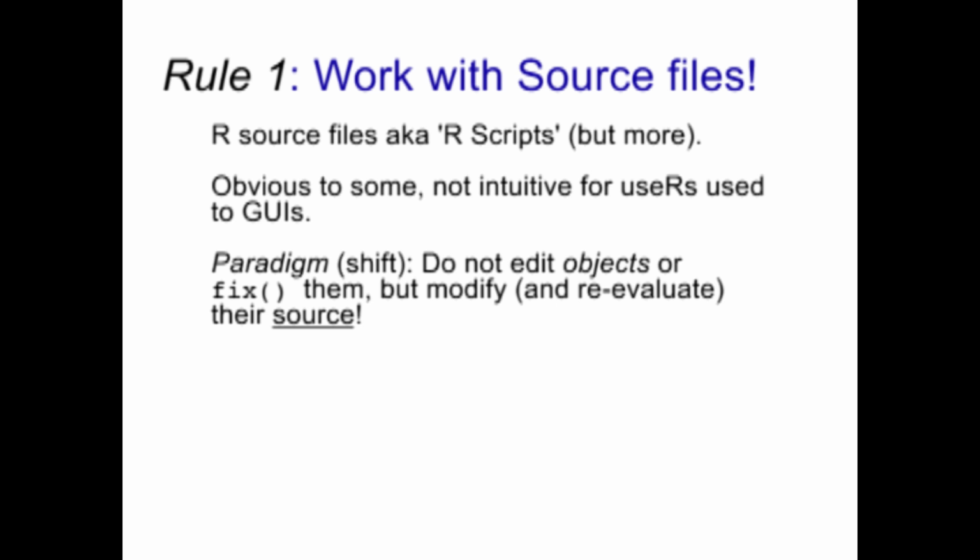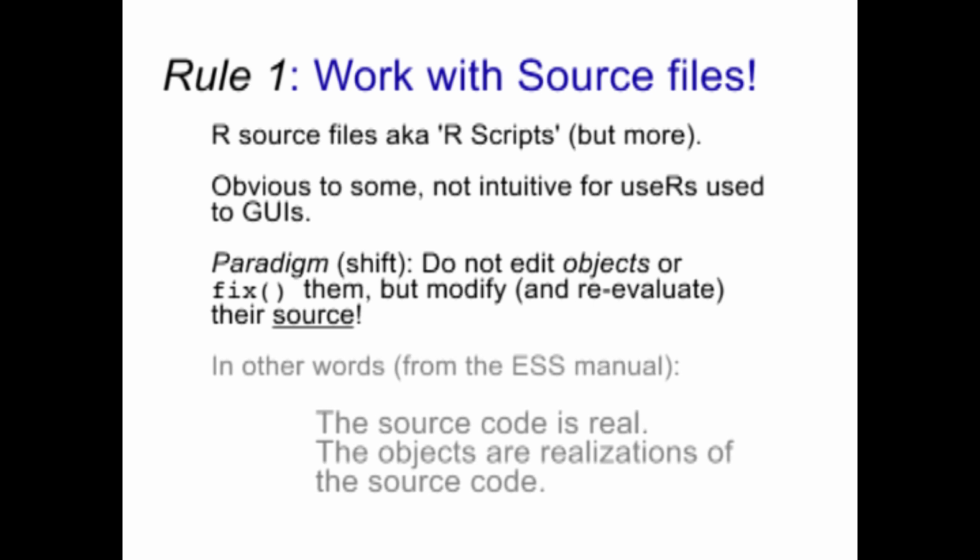So we don't edit objects and fix them, but you modify and re-evaluate their source code. And you can do this in different ways. There was an old saying in the ESS manual: the source code is real, the objects are realizations of the source code. Of course, typically in object-oriented programming, you think of objects as something real, and that's not wrong. But in this sense, the objects are a consequence of the source code.